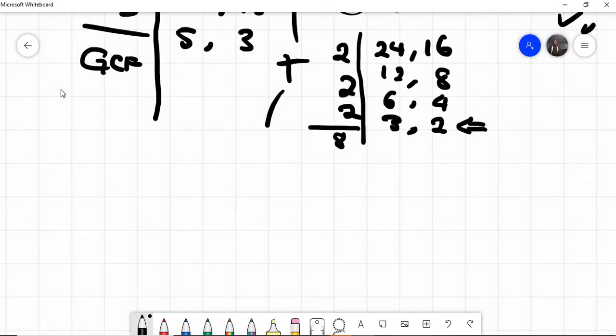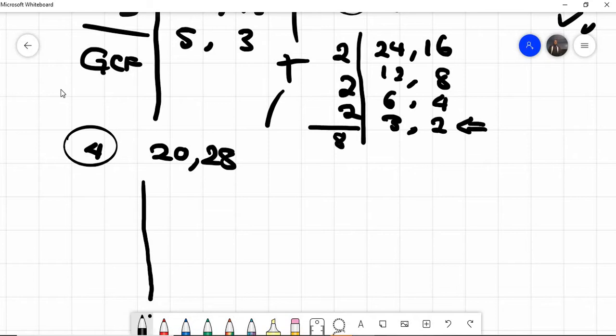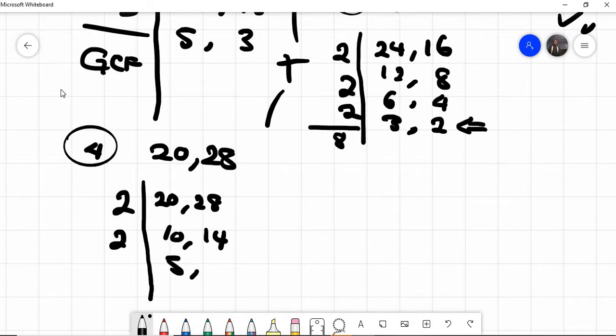Our example 4, we're given 20 and 28. We're going to do our long division, and we write here 20, 28. Since both are even numbers, we can divide by 2. It's going to be 10, and this one is going to be 14. Then we divide by 2, this one 5, and 14 divided by 2 is 7. They are different. We stop there.